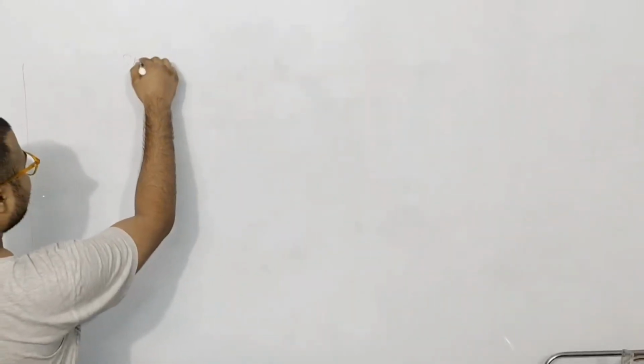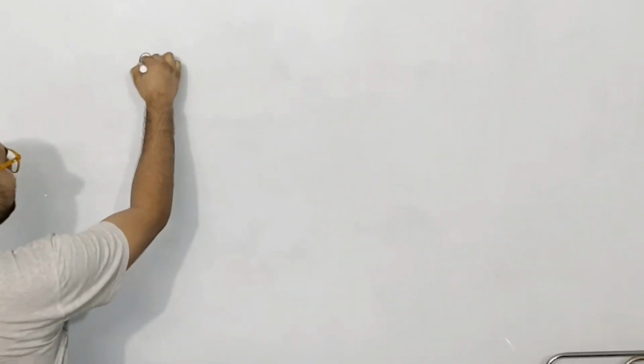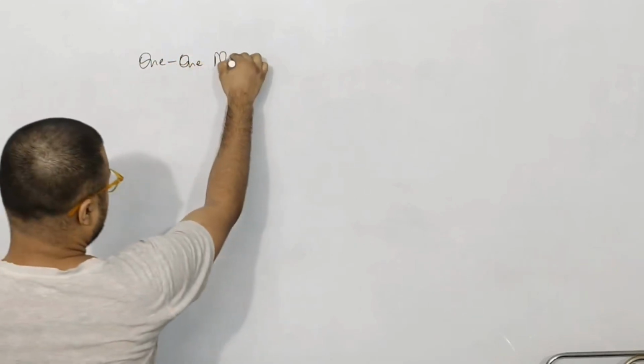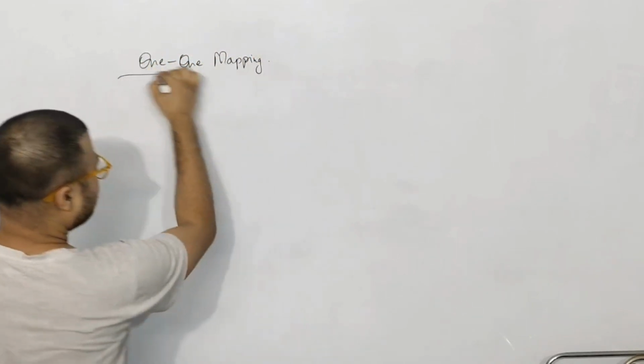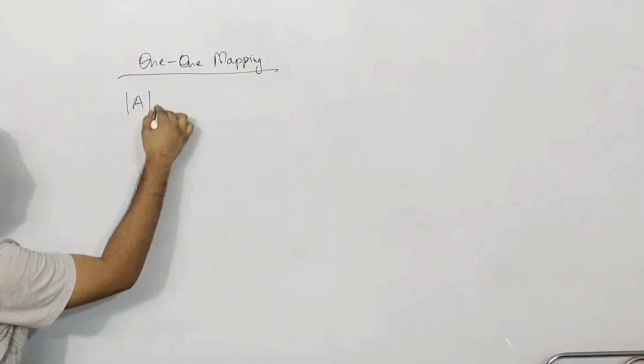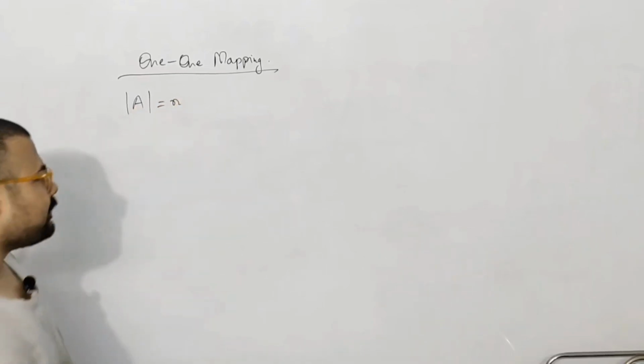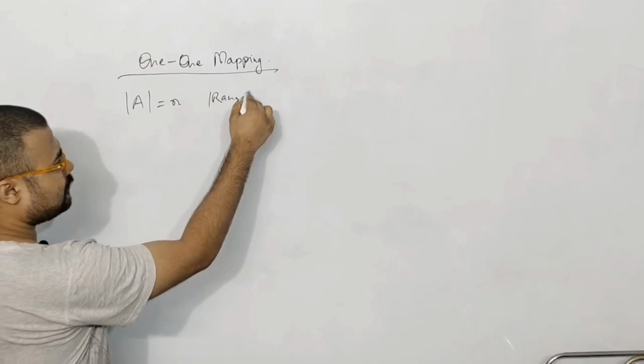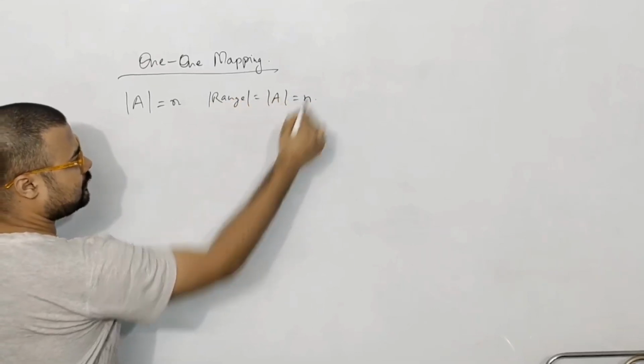Now that we know what a 1-1 mapping and a many-1 mapping are, let's look at the range of the function. Range is the set of those elements in the codomain that have a pre-image. In case of a 1-1 mapping, if the number of elements in A is n, then the number of elements in the range is equal to the number of elements in A, which is n.